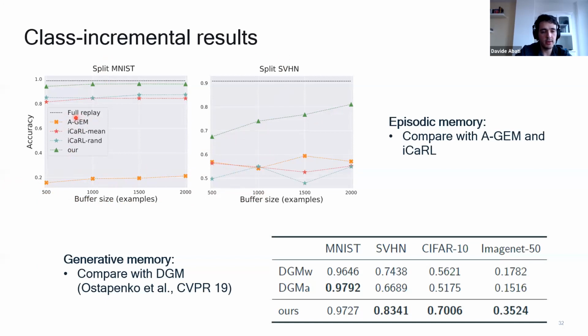Surprisingly, we weren't able to train AGEM on MNIST. These are very poor performances, but on SVHN, which is a more difficult data set, it performs quite good, I would say. But we never found out the reason for that.